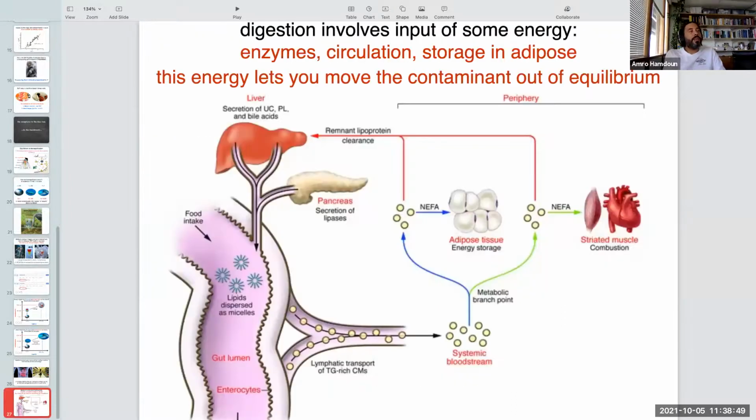And when we're talking about energy input, in this case, we're really talking about the digestive energy inputs. That includes enzymes, circulation, storage in fat. And this energy lets you move contaminants out of equilibrium. So what you do is you start with a contaminant that's at or near its equilibrium constant, and you eat enough of it, and you expend energy to pull it out of its equilibrium constant and store it. And so what you're seeing in a whale is basically a massive disequilibrium state.